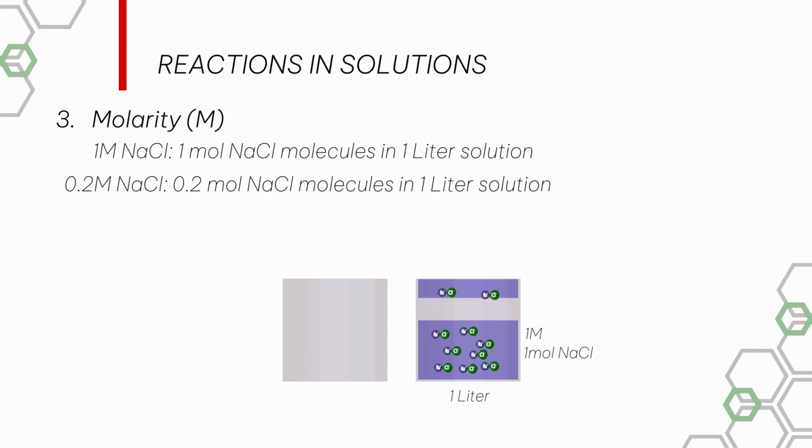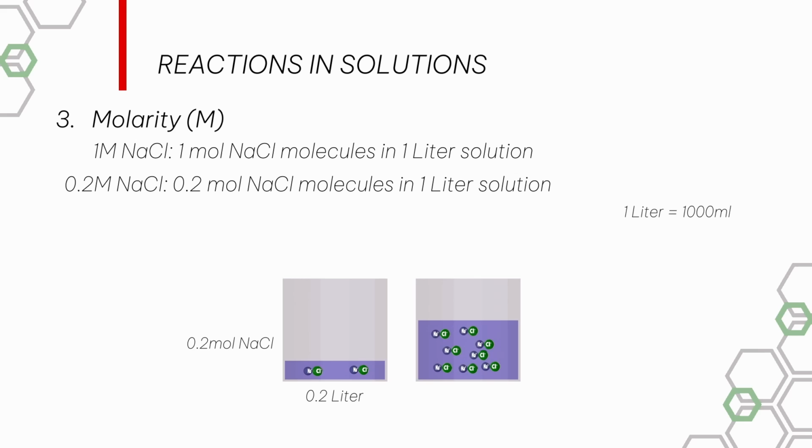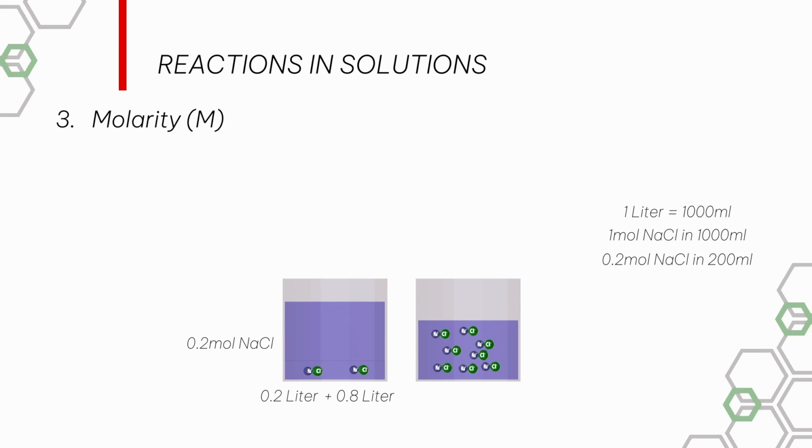So if we take 200 ml of solution from 1 liter of 1 M NaCl solution, the number of NaCl molecules in it will be 0.2 moles. Because there are 1000 ml in 1 liter and there is 1 mole of NaCl in 1000 ml of solution. So 200 ml will contain 0.2 mole of NaCl. Now if we add 800 ml of water to it, then the total volume of our solution will become 1 liter. And the number of moles of NaCl in this new solution would be 0.2 moles only. So in this way we have made 0.2 M NaCl solution from 1 M NaCl solution.